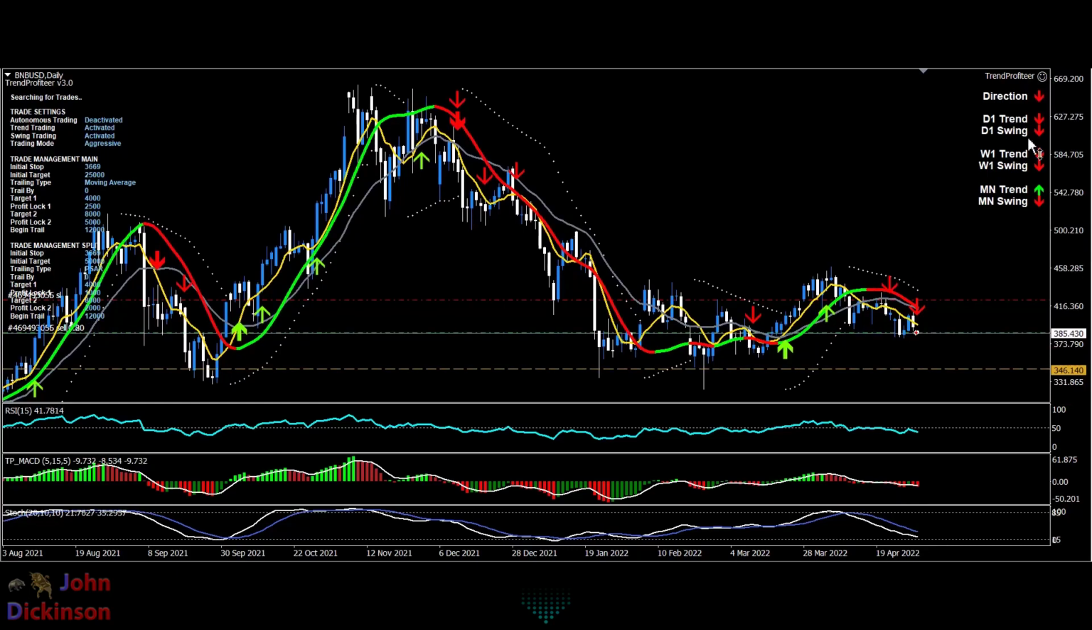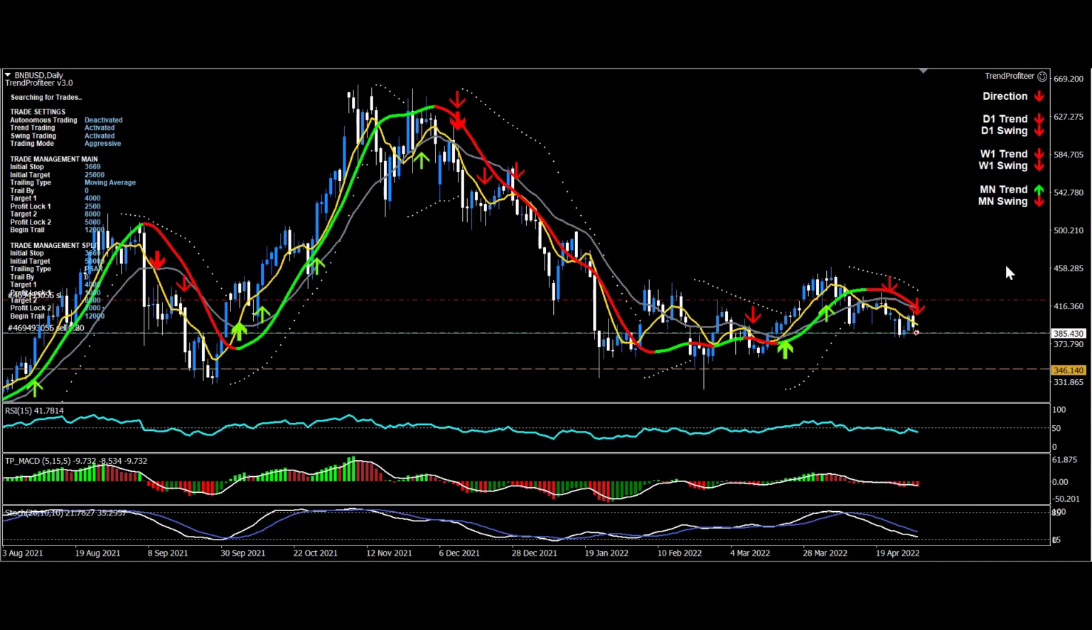We're in an overall downward trend direction. Both daily and weekly are completely in the red, both trends and swings. And on the monthly, we've got one up and one down. RSI is below the 50 line, which is what we want to see for a sell or a short. MACD is below that zero line, and the stochastic is already crossed over. So this is a power swing to the downside.